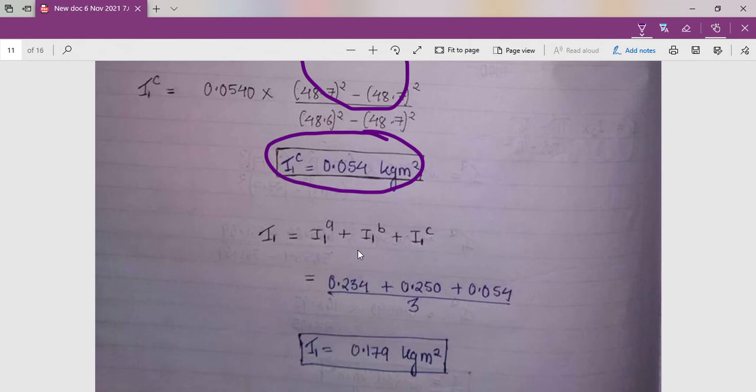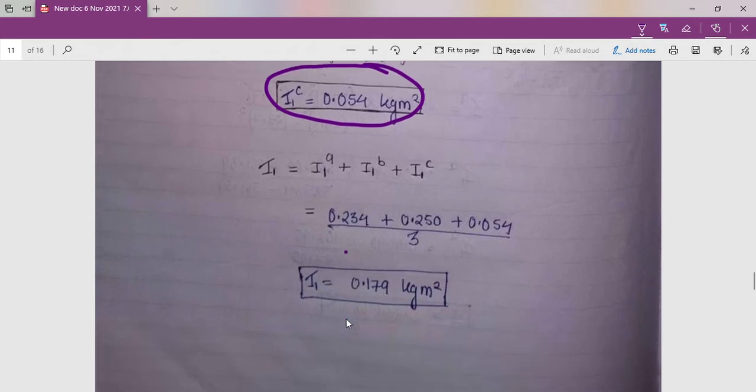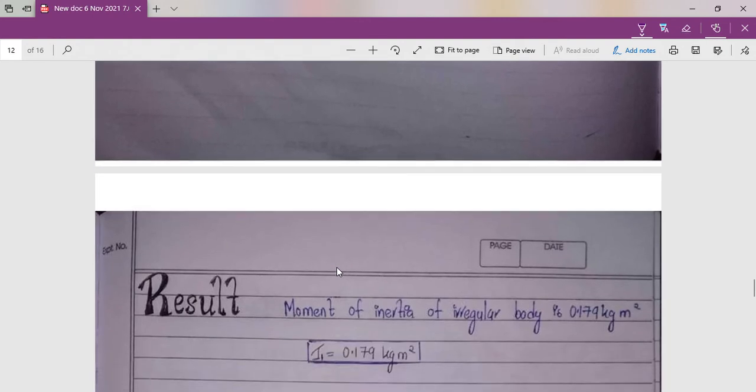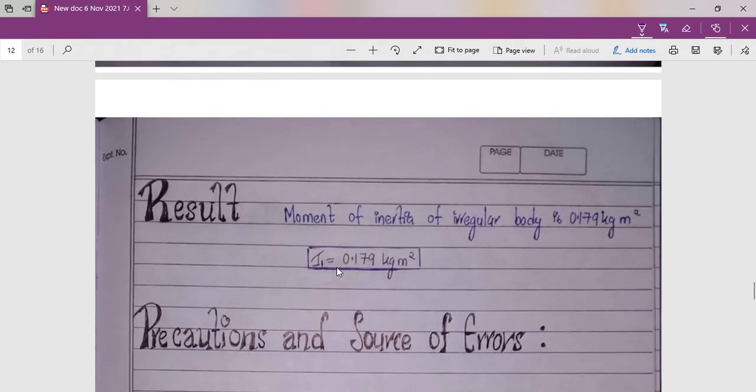That is the moment of inertia of an irregular body, which we get as this. Now the result. Moment of inertia of irregular body is 0.179 kg meter square, which is the required value in this experiment.